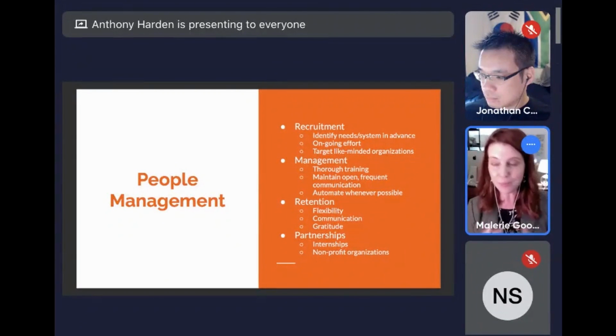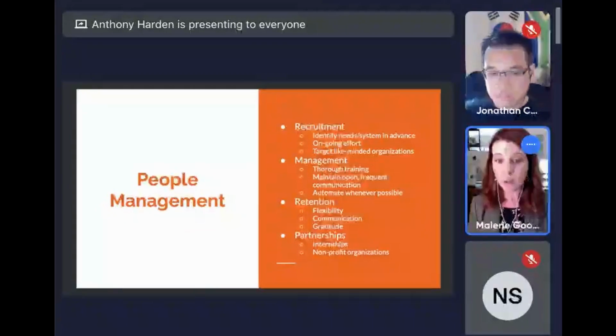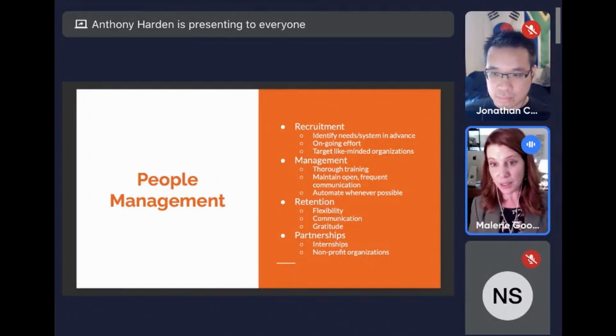You will reach hiccups, you will learn as you go along that things need to be changed and tweaked a little bit, but it's important to start out with a plan. It's an ongoing effort to manage the system effectively, and you have to get creative and think outside the box to make sure that you are constantly recruiting and managing the people who are participating in this project. We found that it's helpful to target like-minded organizations, so other nonprofit organizations that are also interested in providing food resources for hungry families. A lot of times that's a great place to find volunteers or partners.